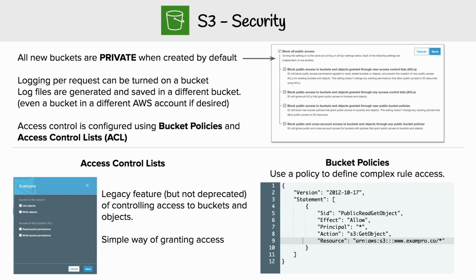So when you create a new bucket, you have all public access denied. And if you want to have public access, you have to go check off this for either your ACLs or your bucket policies, okay?